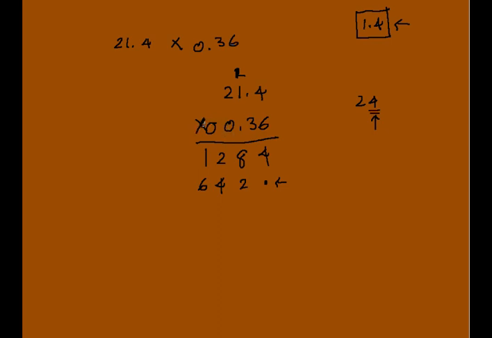Again, forget about the zeros. Now bring down the 4. 8 plus 2 is 10. Carry a 1. 1 plus 2 is 3 plus 4 is 7. 1 plus 6 is 7.